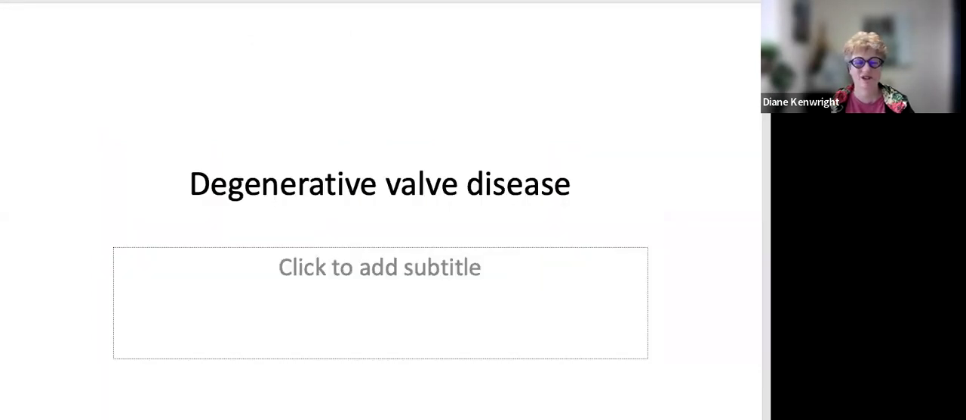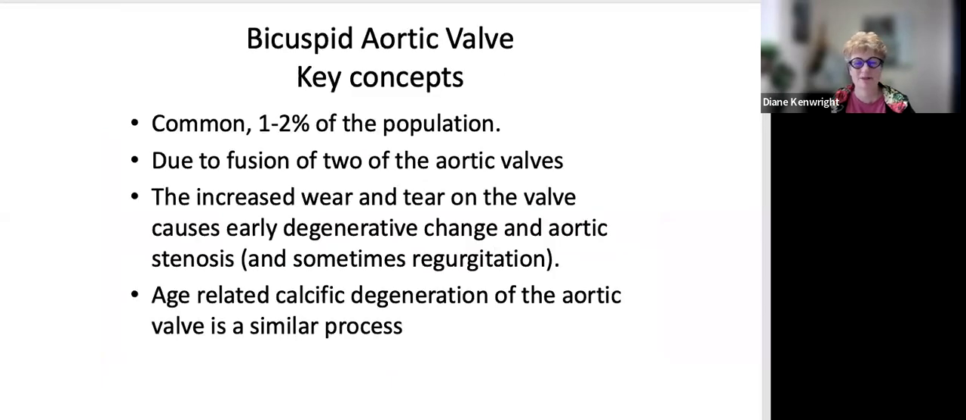All right, let's go first to the degenerative valve diseases. Bicuspid aortic valve is common, so 1 to 2% of the population, and it's due to the fusion of two commissures. And this abnormal anatomy means it has increased wear and tear. So the changes in it are very similar to those in ordinary calcific aortic stenosis. It's just that they can happen at an earlier age and more frequently.